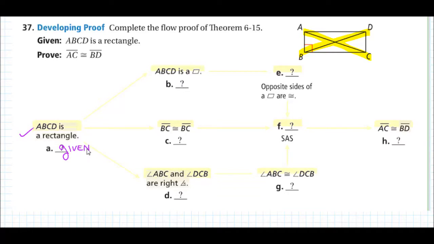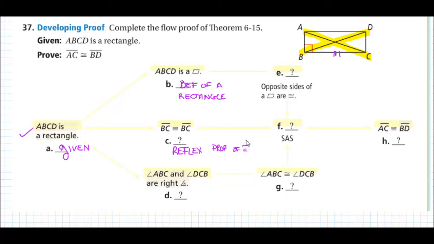Okay, going to step B. ABCD is a parallelogram. Well, that's just the definition of a rectangle. BC is congruent to BC. Mark that on the board. Well, that's just the reflexive property. So I'll write that, reflexive property of congruency.